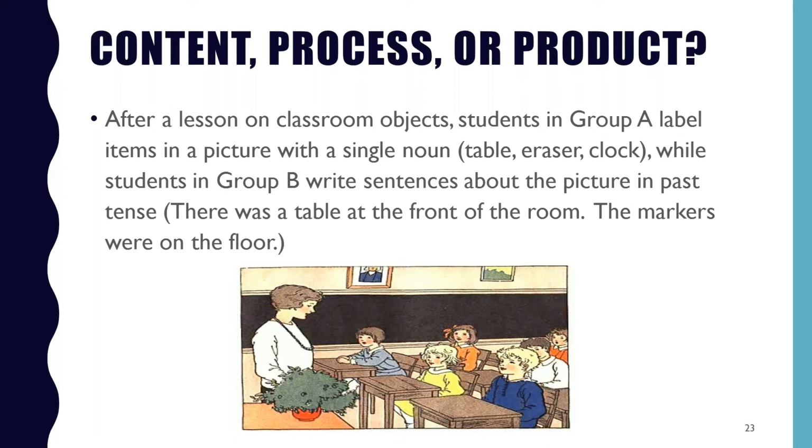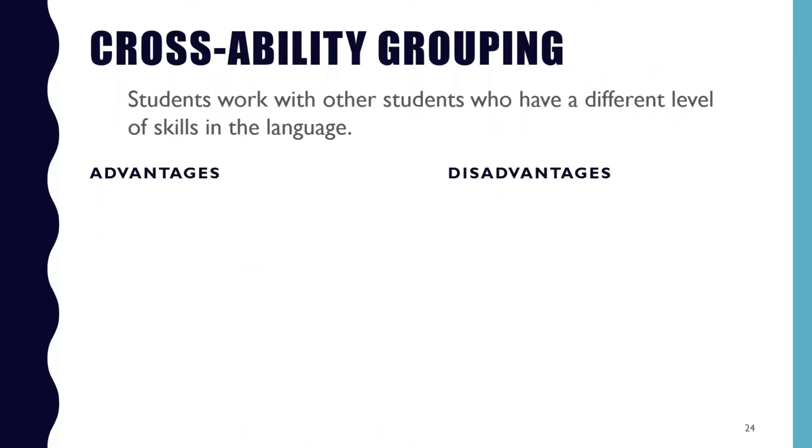And then finally, this is another example where the students are learning about classroom objects, and group A might just label the items in a picture. They're just using a single noun, while the students in group B are writing sentences using those same objects. So you can see that the product here is different, but we are still talking about the same topic.